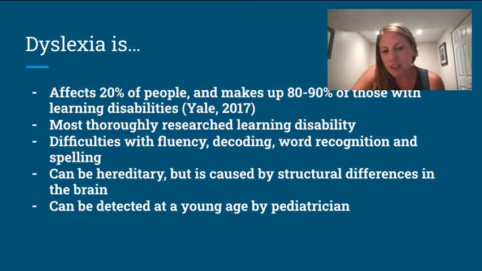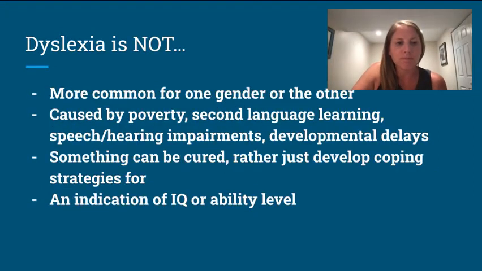Dyslexia can be hereditary, but is caused by a structural difference in the brain. One side of the brain is a little bit bigger than the other side of the brain, and can be detected at a young age in children by the pediatrician, using some symptoms and some signs that can be identified early on in childhood development. Dyslexia is not more common for one gender or the other. A lot of folks think that it's more common for boys, but it is just more often reported for boys because of the rambunctious behavior that young boys often display when they are dyslexic and have a hard time focusing in school because of their dyslexia.